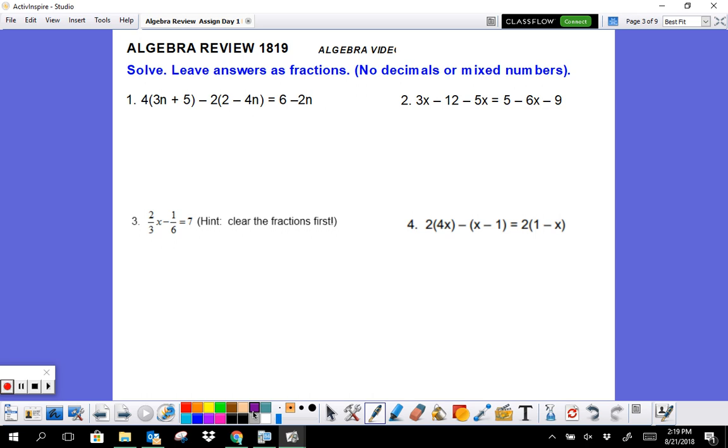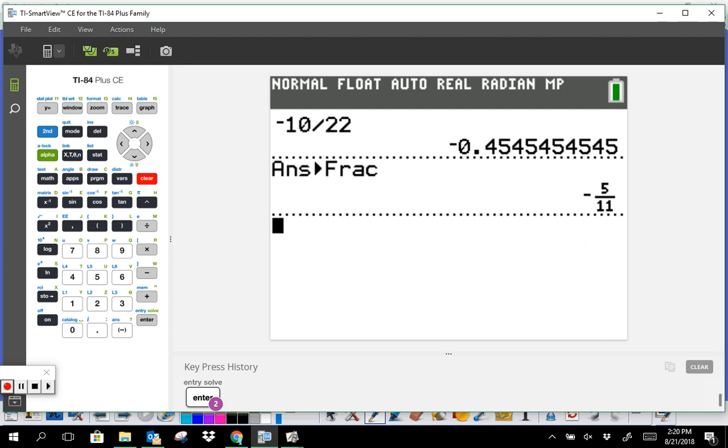This says hint, clear the fractions first. You don't necessarily need to. If you would like to clear the fractions first, you can. You can multiply everything by 6. But we do have calculators, so honestly, I'm just going to go ahead and start with adding 1/6 to both sides. So I have 2/3 x, and then I'm going to do that second part in my calculator, and also to remind you how to do fractions in here.